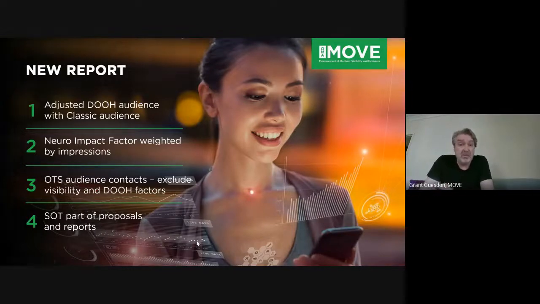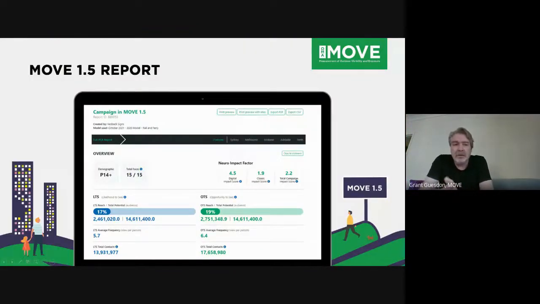So this is what the report looks like. It's a new layout. We've taken the opportunity to also give it a refresh and update. You've got the LTS in the blue on the left-hand side, the OTS in the green on the right-hand side, and above that, the Neuro Impact Factor scores of the digital component, the classic component, and the total campaign overall. And all of that information is based on the signs that you are putting into the campaign. Different signs will produce different combinations of those.